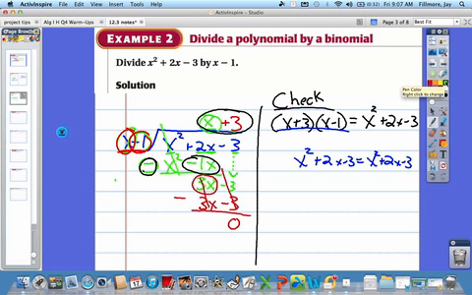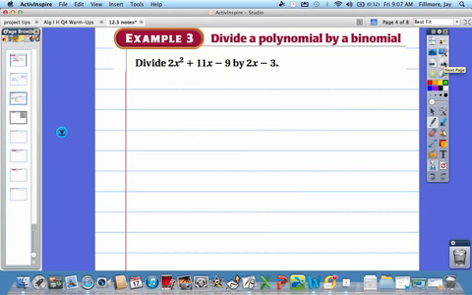If you need to pause it here, pause it to review. Otherwise, you can rewind and look through it, or you can move on to the next one, which I'm going to show you. Let's do another divisor that's a binomial. So we have 2x minus 3, and our polynomial is 2x squared plus 11x minus 9.